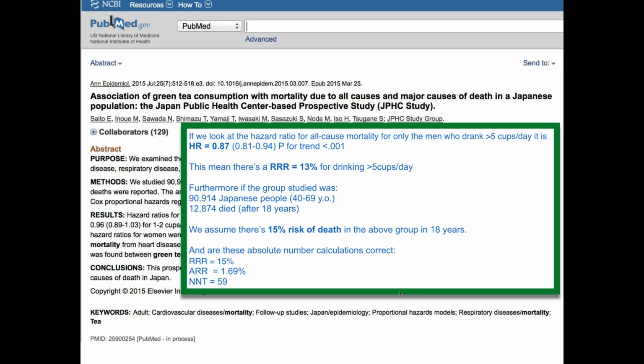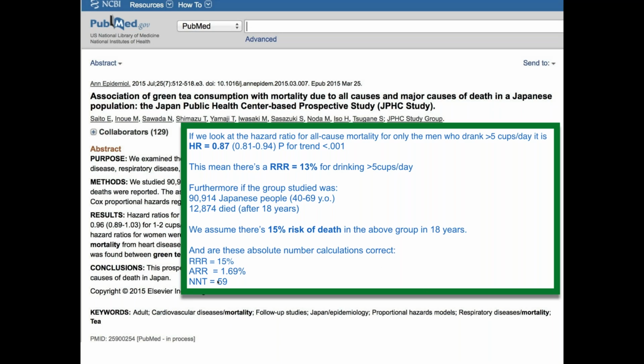Okay. Here's another one that showed only green tea. People were drinking a lot of green tea, so they were specifically looking at only that. You'd have to be drinking about 5 cups a day of green tea. And what they found is you lower the risk of people dying by about 15%.